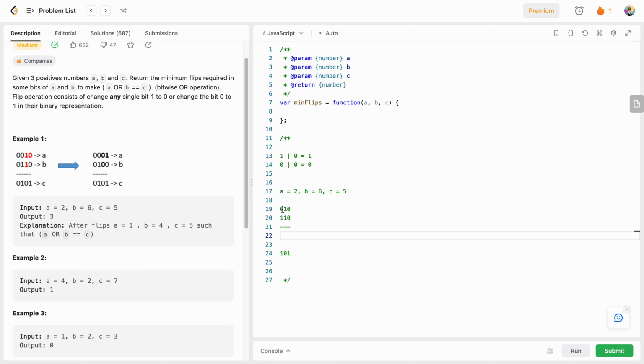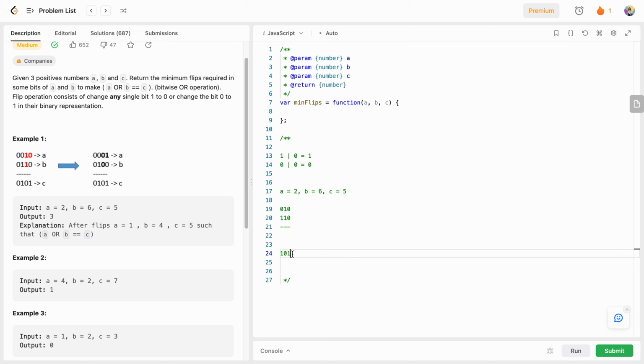Let's check. 0 and 0 OR 1: when we do 0 OR 1, we get 1, because at least one 1 means it's 1. We have two 1s, that's definitely a 1. We have two zeros, so that's a 0. So here we are getting 1 1 0, which equals 6, but we need 1 0 1, which equals 5. So how do we get this value? We need to make some bit flips in either A or B. Let's see how we could do that.